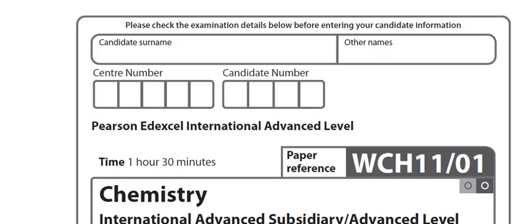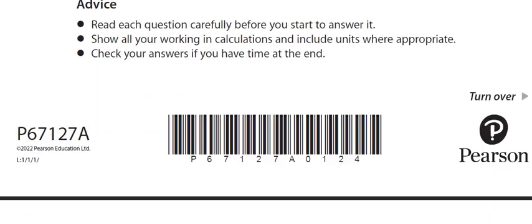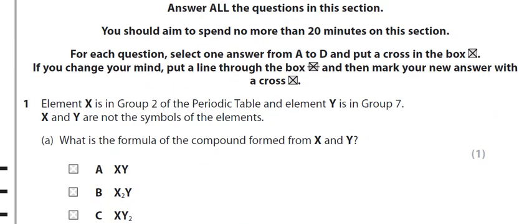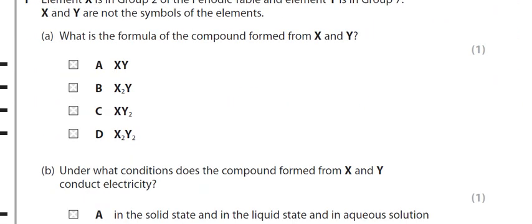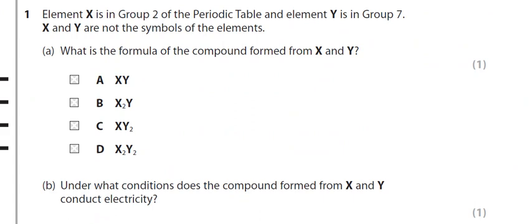So let's begin the discussion with section A of paper 1, which is the MCQ section. Question 1: element X is in group 2 of the periodic table and element Y is in group 7, and X and Y are not symbols of the elements. What is the formula of the compound formed from X and Y?